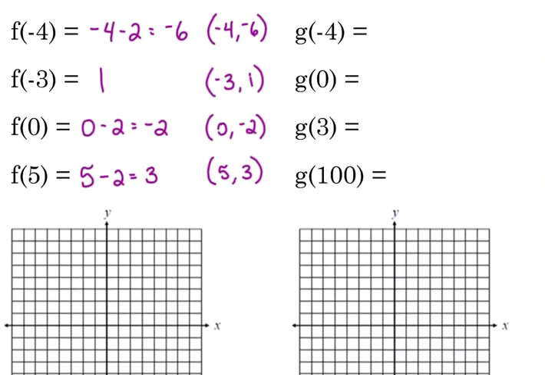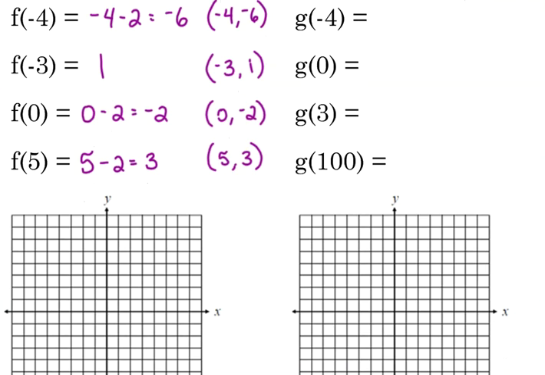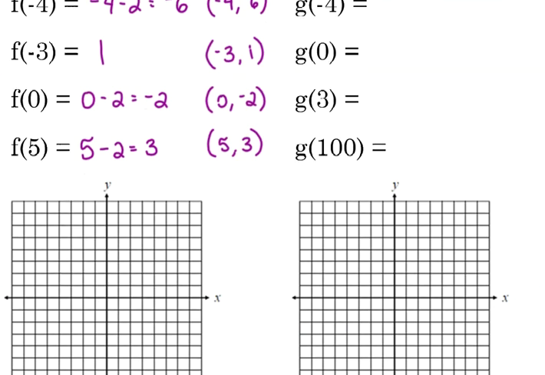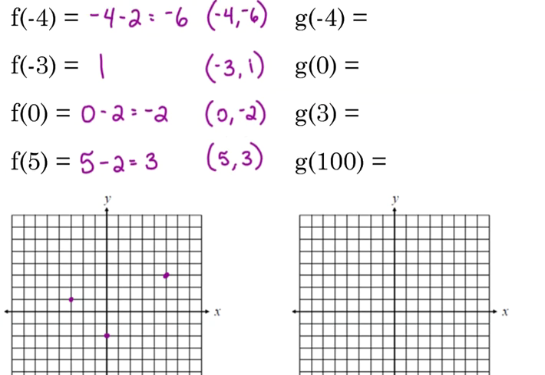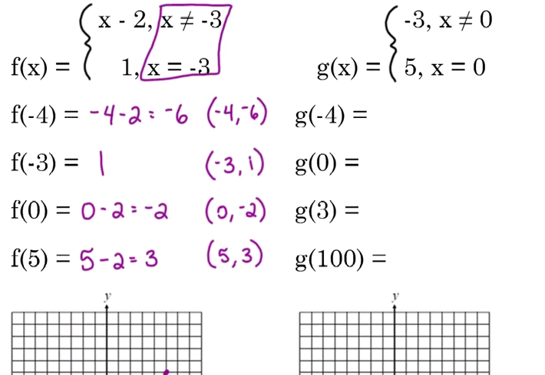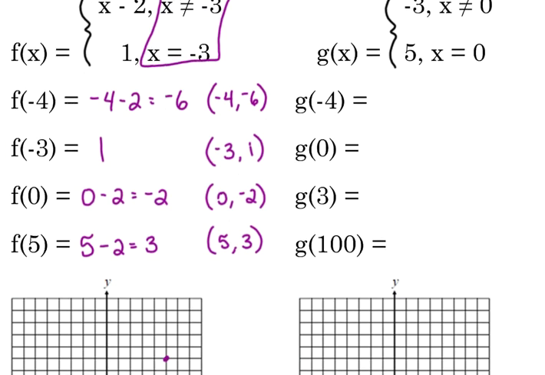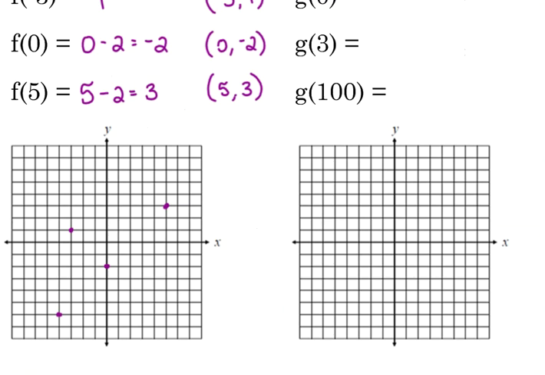So let's plot these points that we've got here: -4, -6, -3, 1, 0, -2, and 5, 3. Okay, so let's go back to the equation for just a second. Our equation is x minus 2, so it's a linear graph. So that means that we can connect these dots right here. It has a slope of 1. So we can connect these points except at -3.